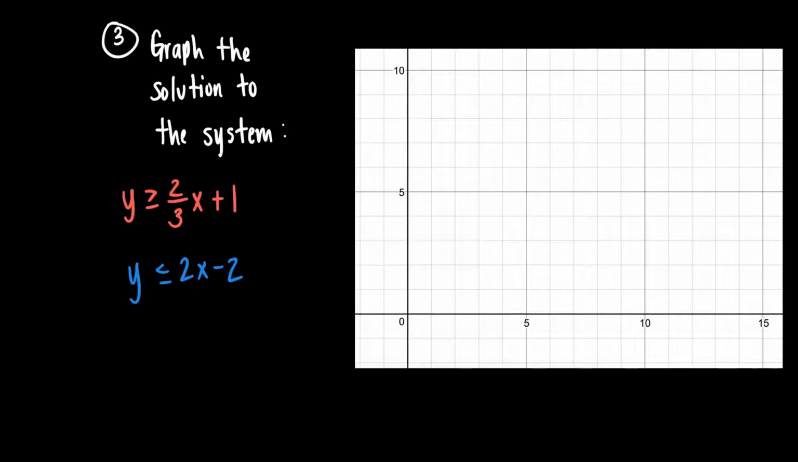All right, so graph the solution to the system. So what we're going to do is we're going to do the red first, and then we'll do the blue, and then I'll show you how we get the final answer.